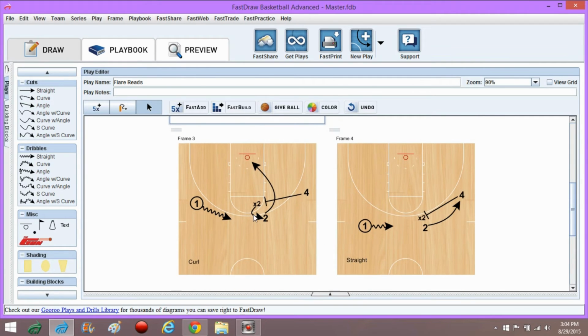At times, the cutter's defender will elect to trail the cutter around the screen. Try to fight over the top of the screen. In that case, it's a curl cut for the cutter. Just curl the screen all the way to the rim. 1 will find you for a layup.